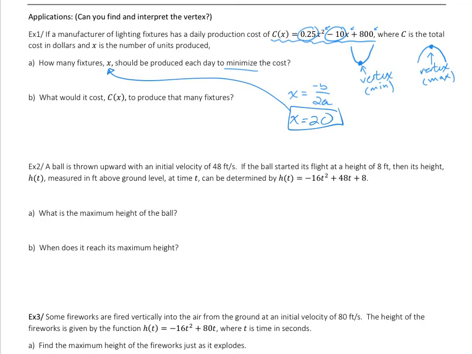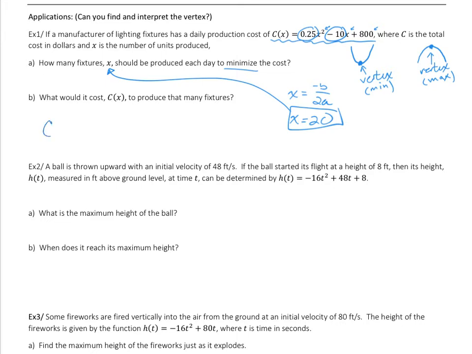The next question is, what would the minimum cost be? What would the cost be to produce that many fixtures? Well, if you're trying to find the cost based on x, you just substitute 20 in for x. So hopefully this feels a lot like what we talked about in class with finding the vertex. You find an x-coordinate, and then you find the y-coordinate by putting this into the function.